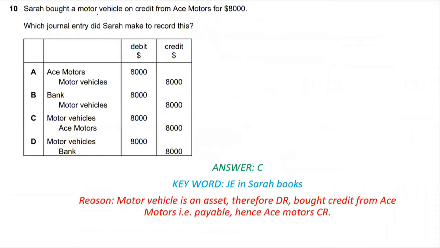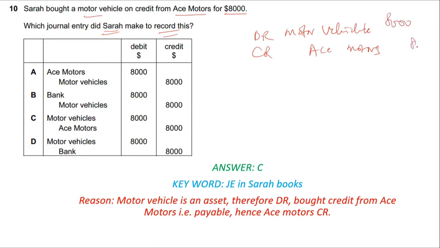Multiple choice 10. Sarah bought a motor vehicle on credit from Ace Motors for 8,000. Which general entry did Sarah make to record this? So this is important. You need to pay attention to which party or which perspective the examiner is asking the question from. Sarah bought a motor vehicle on credit, so debit motor vehicle, and credit. Since Sarah bought it from Ace Motors on credit, Ace Motors is the party that needs to be paid $8,000 at some point in time.